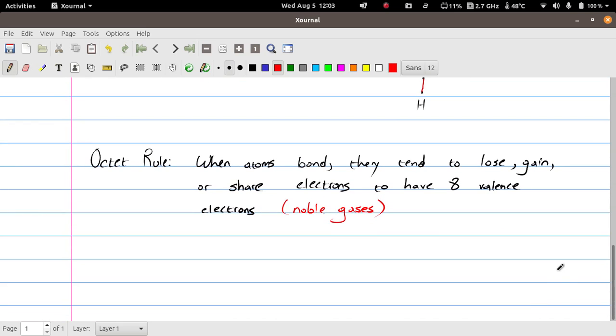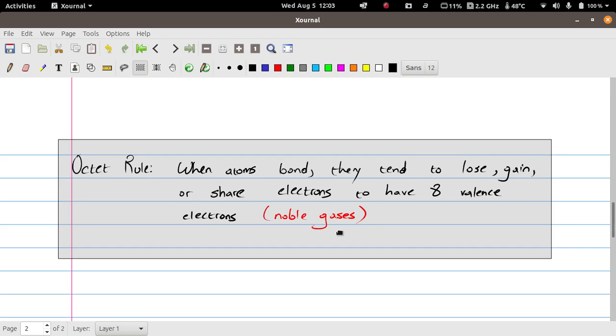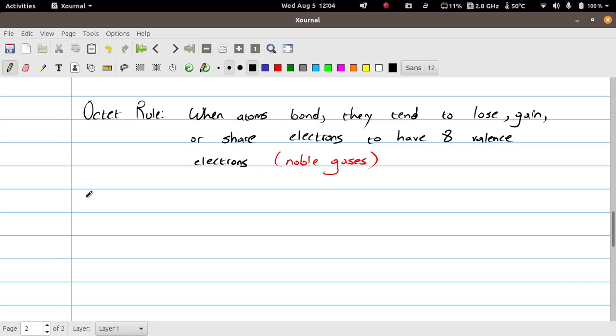Now, no scientific rule would be complete without a list of exceptions. So I'm going to copy this over to the next page so you guys can still write it down. And I'm going to write the exceptions underneath. So exceptions. It's like science and math have tons of exceptions. All right, so 1. Elements that will have a complete set of electrons with less than 8 valence electrons.